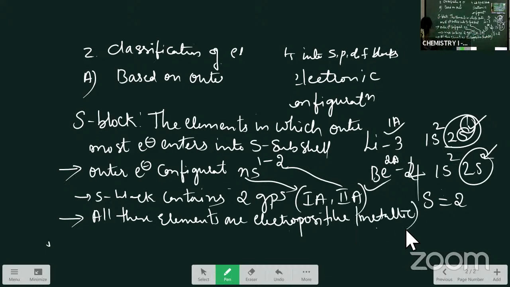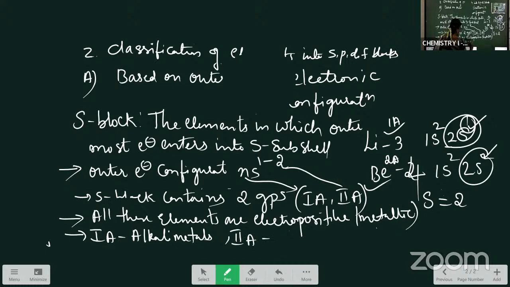Now, the 1A group is commonly called alkali metals. Whereas the 2A group is commonly called alkaline earth metals. So this much, if you write for S block, it is sufficient, students.